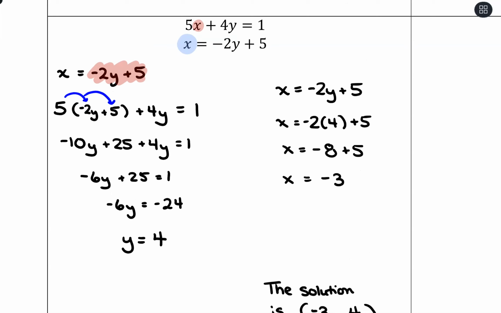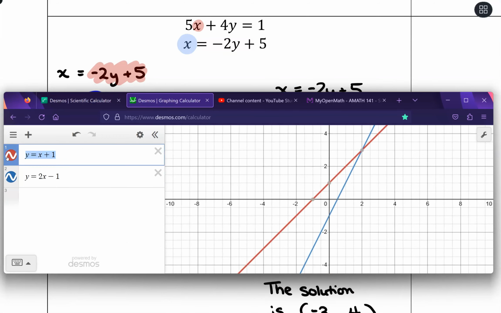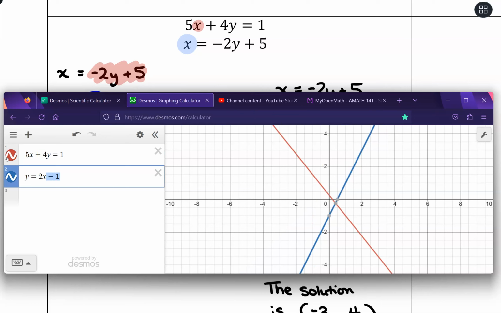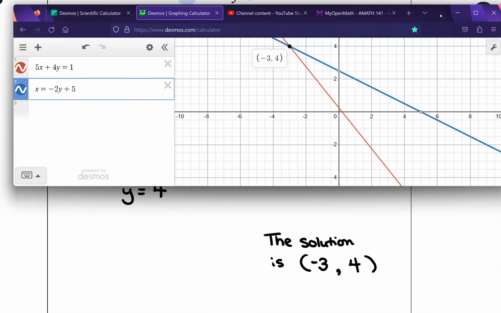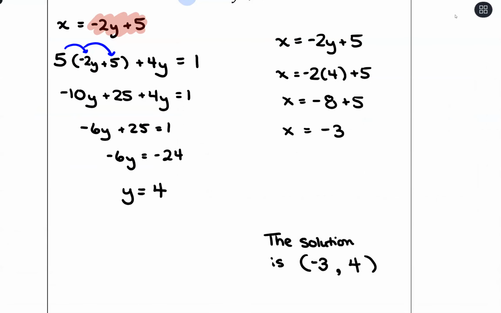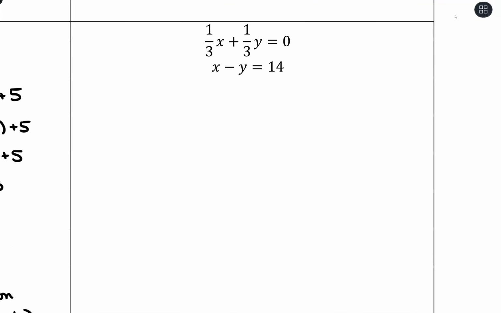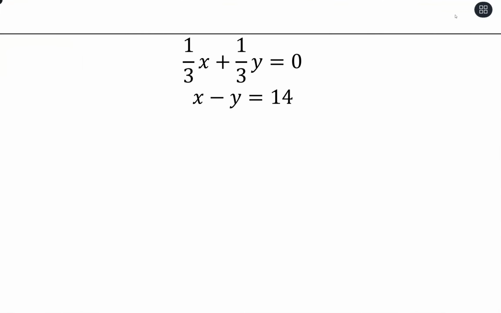Especially with these kind of more complicated, or not complicated, but in the standard form, what's nice about Desmos is you can just type it in whatever form it gives you. So we would have 5x plus 4y is equal to 1. And then we would have x equals -2y plus 5. And we have our coordinate, -3, 4, which is what we got for our solution. Perfect.